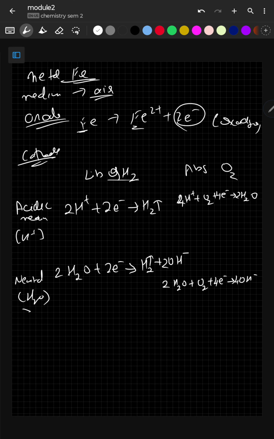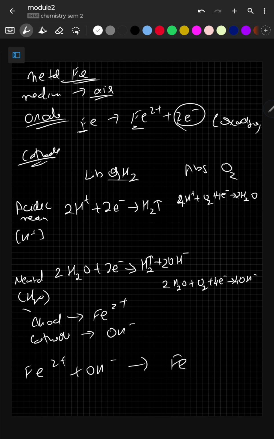Now, what you have to understand is that in the anodic reaction, Fe2+ was the active species. In this cathodic reaction, what we just did here, OH- is the active species. So this Fe2+ and OH- will react to form Fe(OH)2. You have to remember this consciously. Fe2+ and OH-, balance it, OH twice. So Fe2+ with 2OH- will form Fe(OH)2.